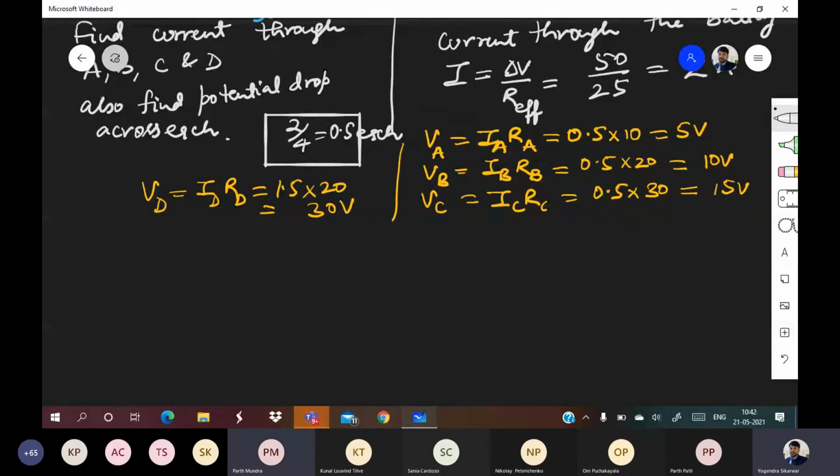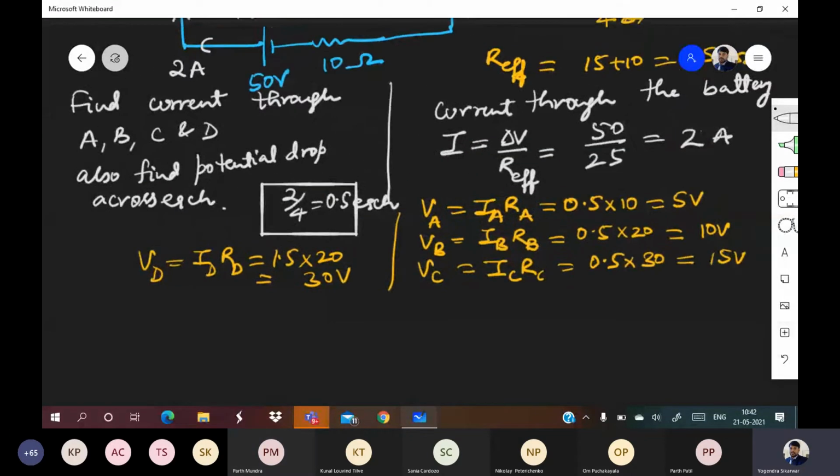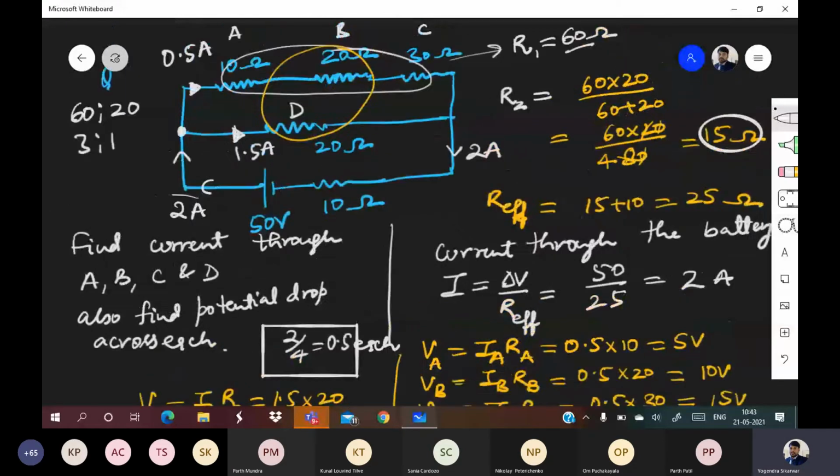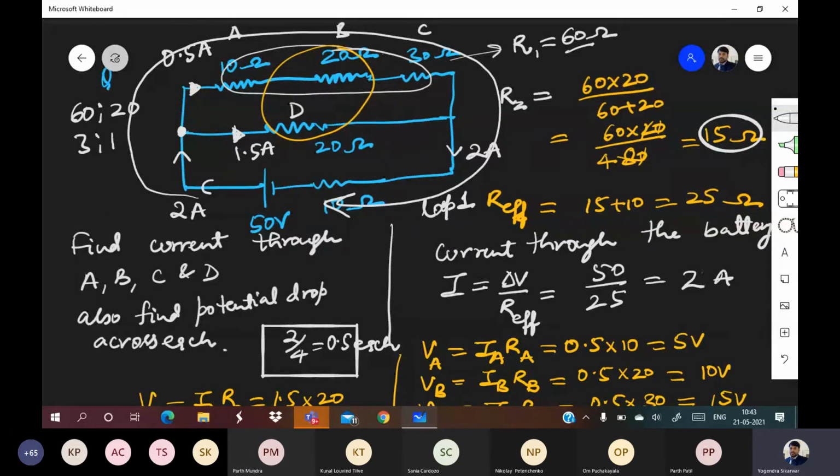What you can do is take any loop. For example, if you take this loop, this is loop 1. Now check the potential drop across each. The upper 3 are 5 plus 10 plus 15, that is 30. And the lowermost 10 ohm, how much is the potential drop across it? 10 into 2, 20. So how much did it become in total? 50.